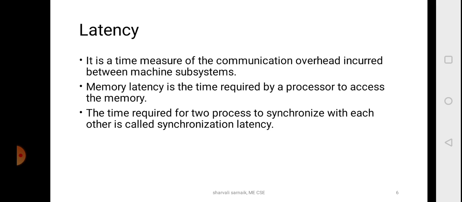Now latency is a time measure of the communication overhead incurred between machine subsystems. For example, memory latency is the time required by a processor to access the memory, and the time required for two processors to synchronize with each other is called synchronization latency. Remember, memory latency and synchronization latency are different. Memory latency is the time required by the processor to access the memory, and the time required for two processors to synchronize with each other is called synchronization latency.